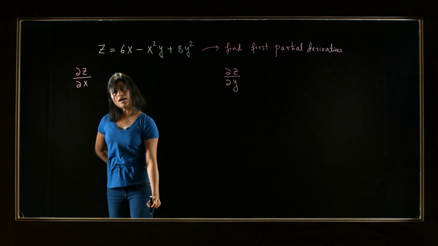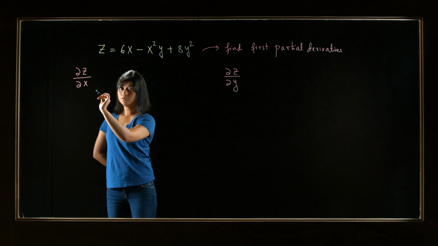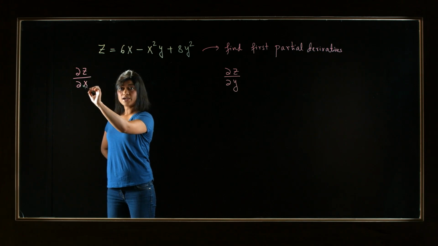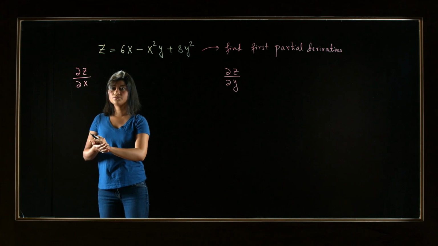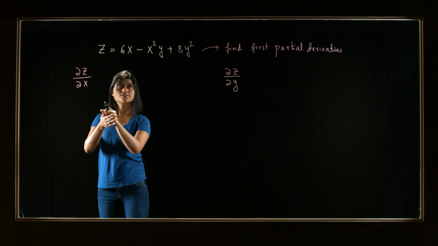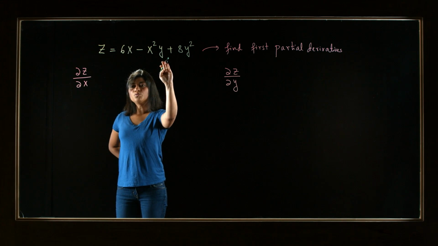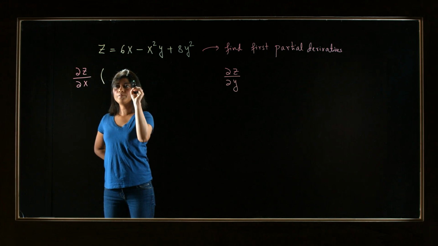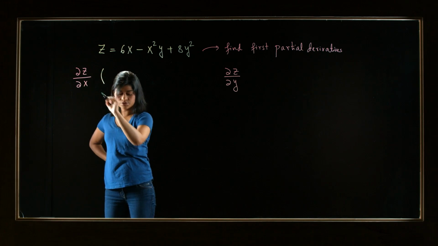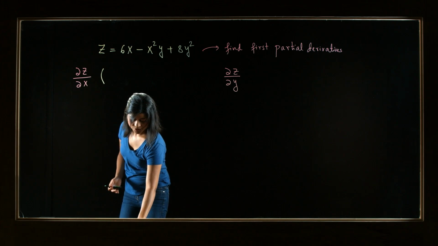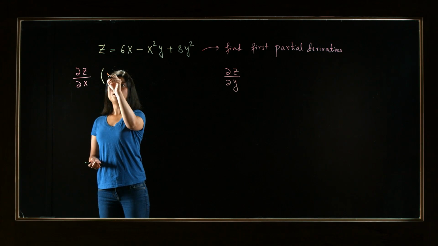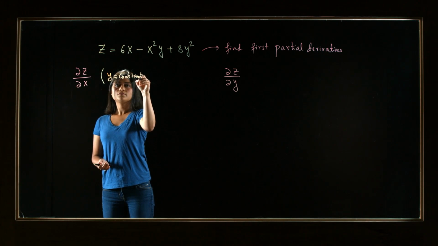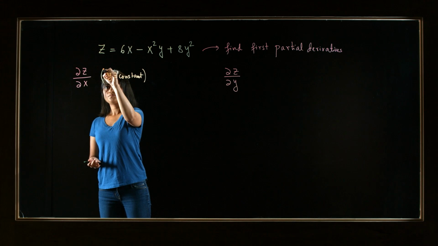Now, how do we compute a partial derivative? When you are computing the derivative with respect to x, and it's a partial derivative, all we do is consider this other variable y to be constant. So you just have to remember that when you're computing this particular derivative, your variable y is constant.